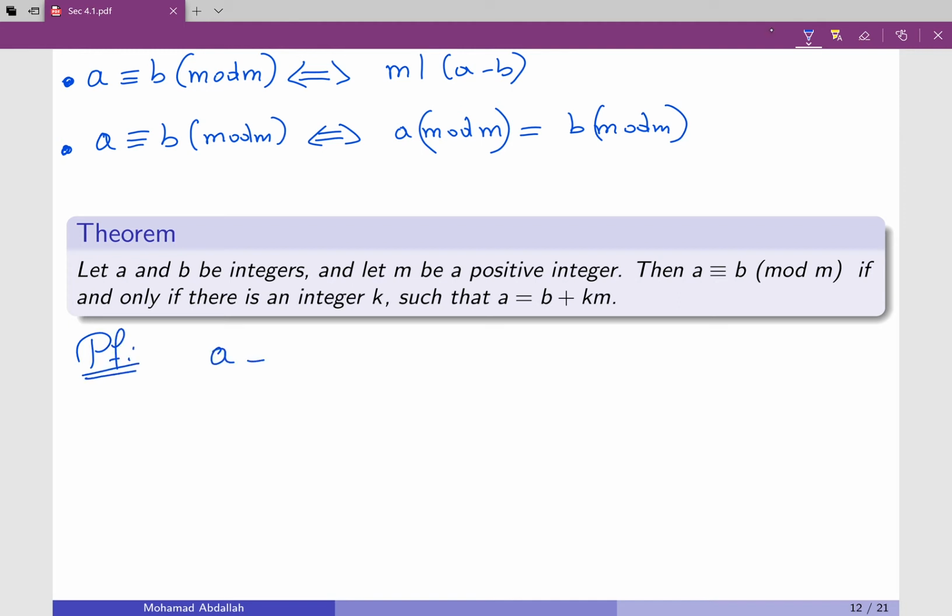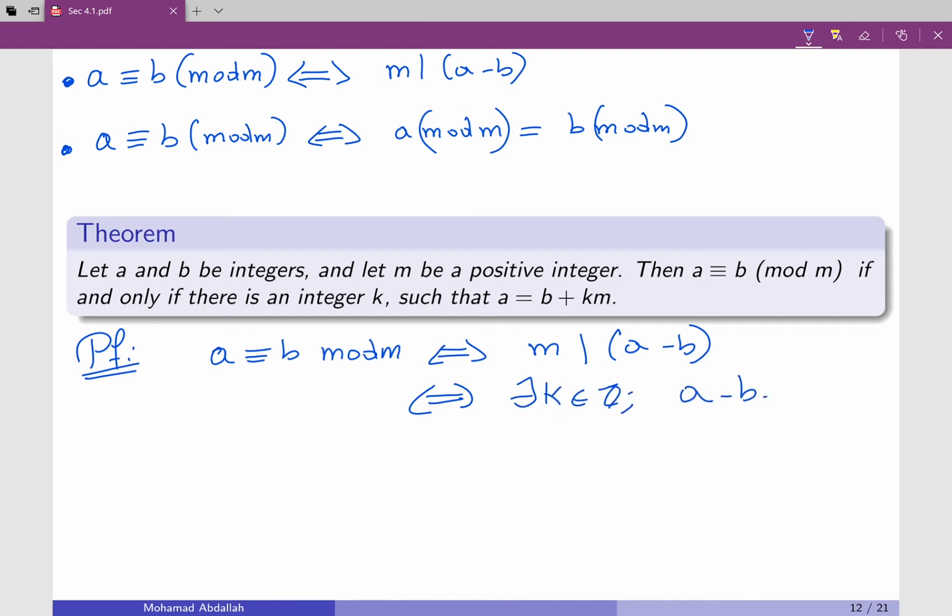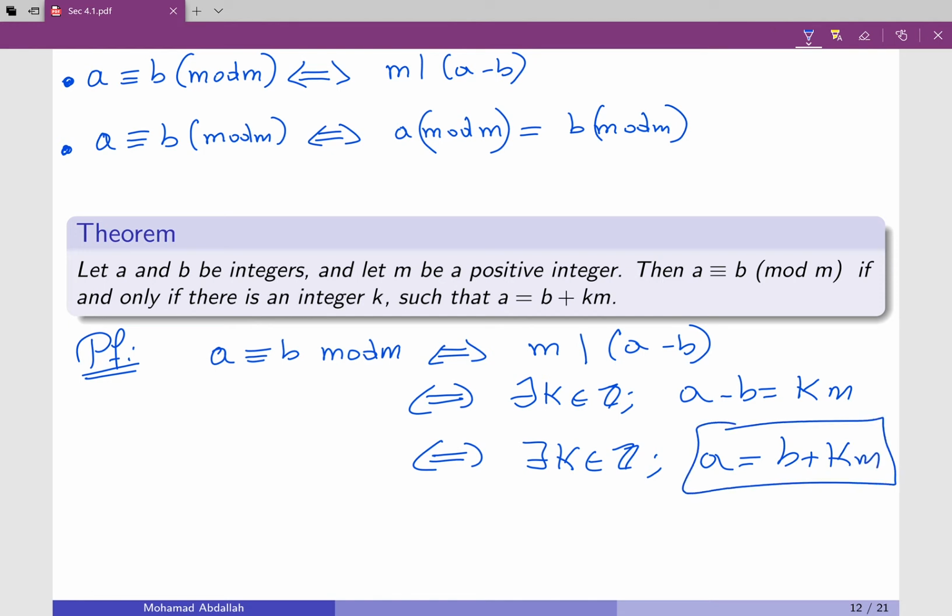because I start from here, a congruent to b mod m. By the original definition, this is equivalent to m divides a minus b. So this is equivalent to the statement: there exists k in Z such that a minus b equals km. Now just move b to the other side. So this is equivalent to saying that there exists k in Z such that a equals b plus km. And this is the proof. I proved each step using equivalence, so there's no need to do two directions.